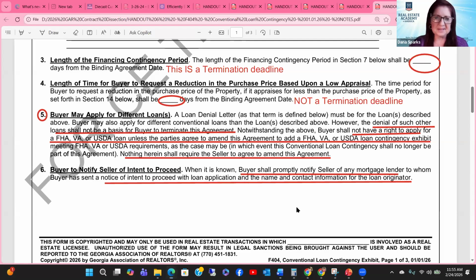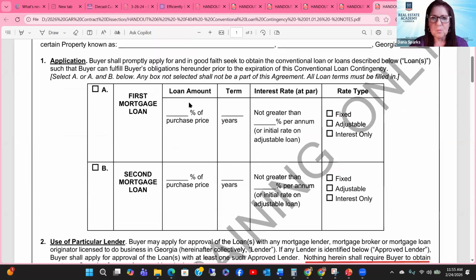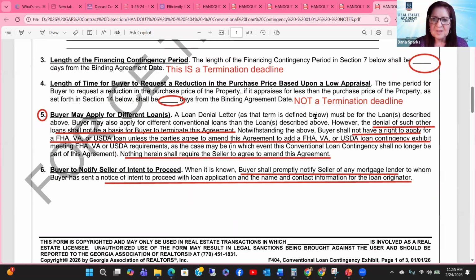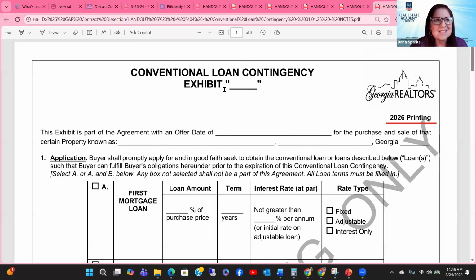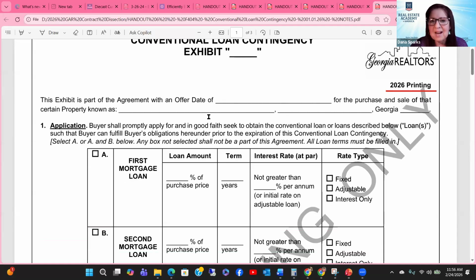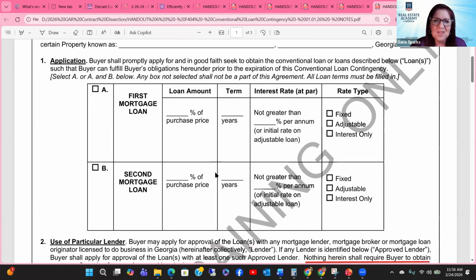But let's get back to the loan part again. Buyer may apply for a different loan, different from what was described up here. However, the denial of another loan shall not be the basis for the buyer to terminate this agreement. Meaning, you put information here with a certain down payment, certain number of years, and a certain interest rate. Lender says, hey, I've got a better deal for you. The buyer applies for a different loan than what they described here. They get denied. You get a loan denial letter that describes any other loan than what is here. They are not protected on this. They will terminate, but they won't get their earnest money back. The loan denial letter has to be a denial of this loan that is described here. That's why that's important.